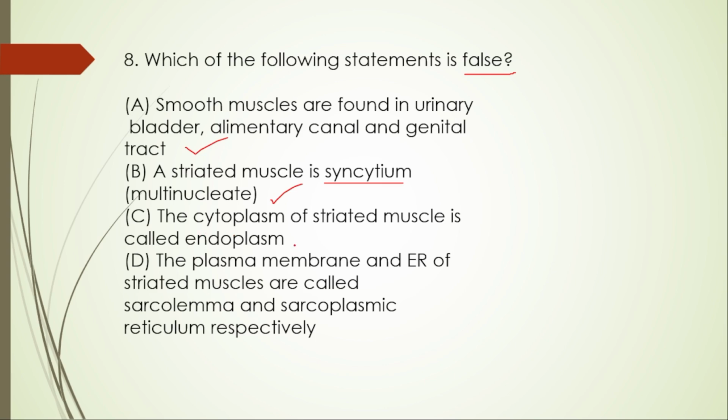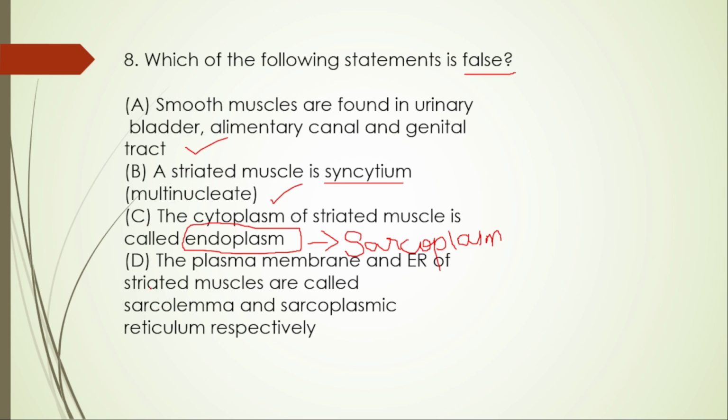C. The cytoplasm of striated muscle is called endoplasm. The cytoplasm of the muscular fiber is called endoplasm. No, it is not called endoplasm. It is called sarcoplasm, not the endoplasm. So this one is false.